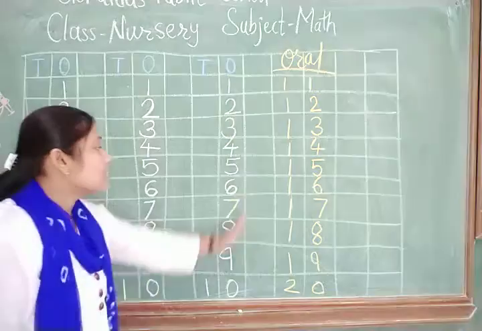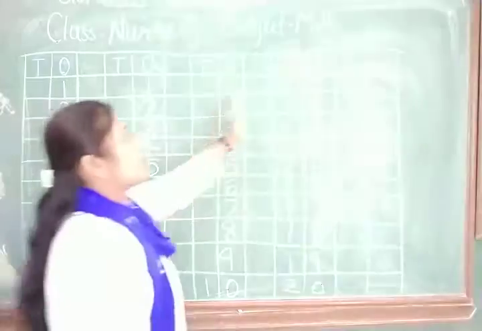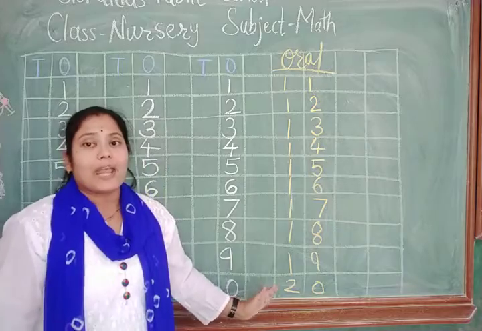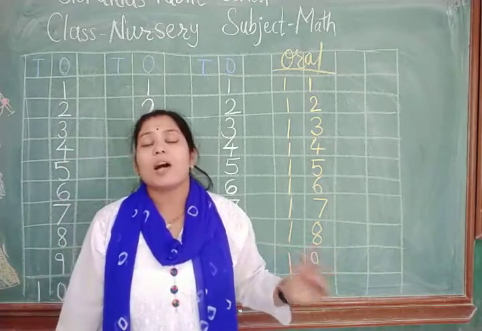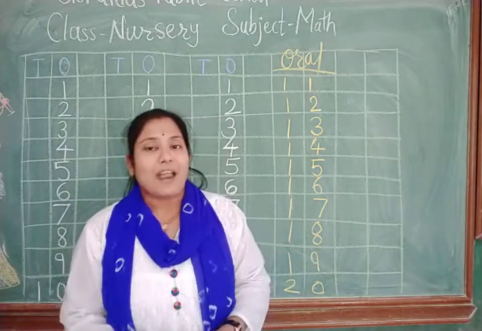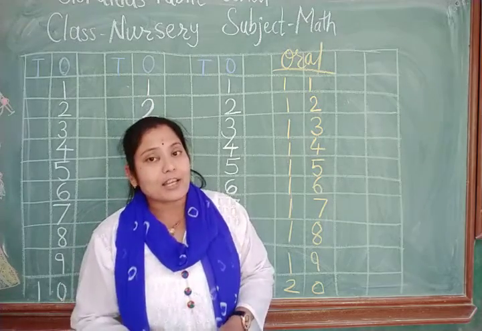Okay? This is your writing work and this is your oral work. Okay? Learn numbers from 1 to 20. Kids, do practice in your home.